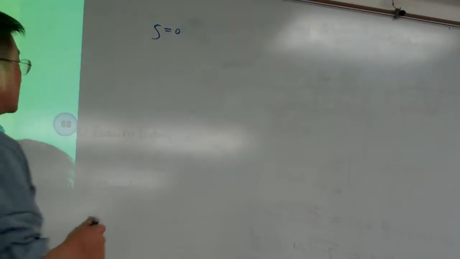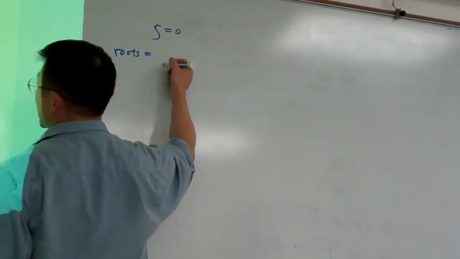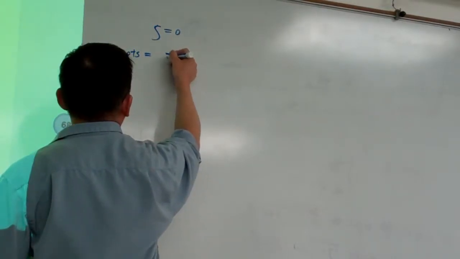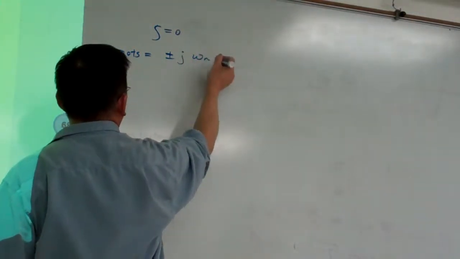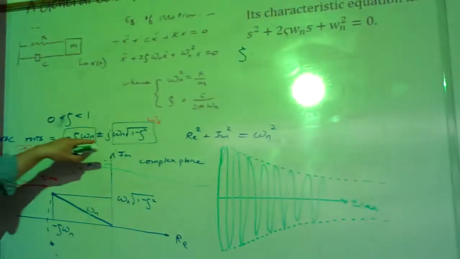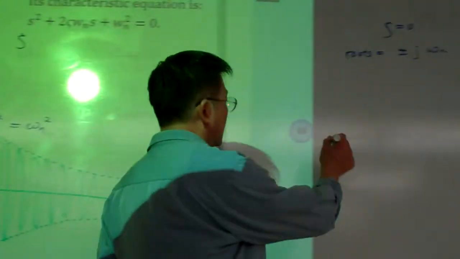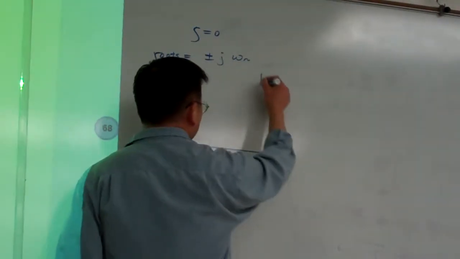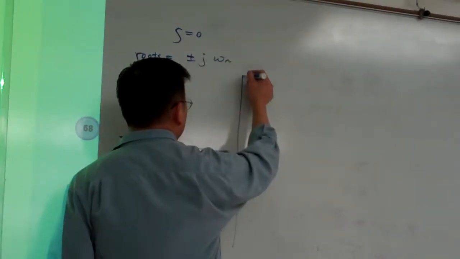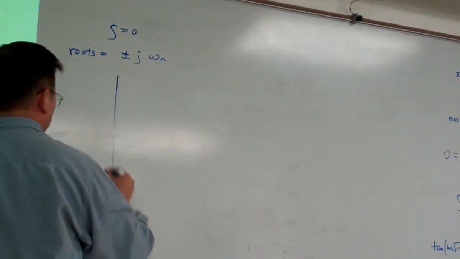The second scenario I want to explore is this case. That means the root becomes positive minus j omega n. Okay? And again, we plug in when zeta equals 0, it basically becomes like this. So again, for this case, let me redraw it here. If you like, you can redraw it here, but it's not necessary. You can overlap the original drawing.